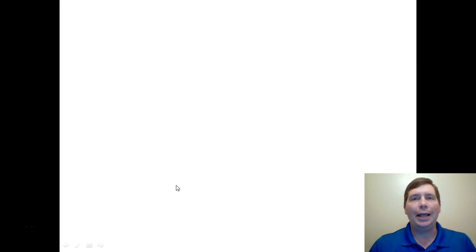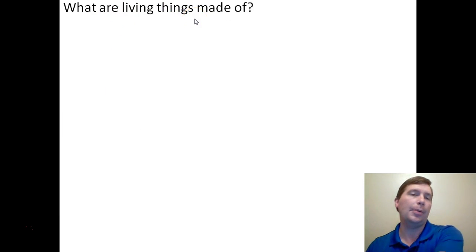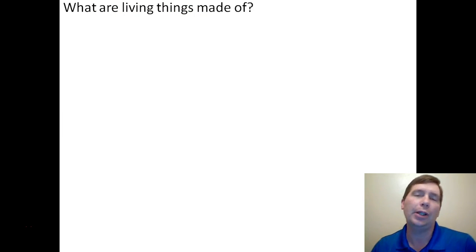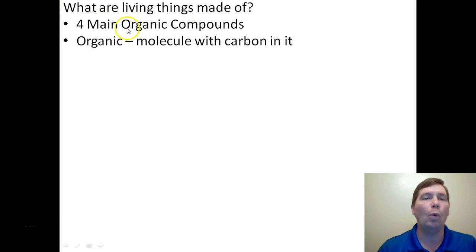Hi, it's Mr. Bennett, and in this video we're going to talk about what living things are made of. We spent all that time talking about chemistry so we could understand how living things are made. So living things are made out of one of four main organic compounds.